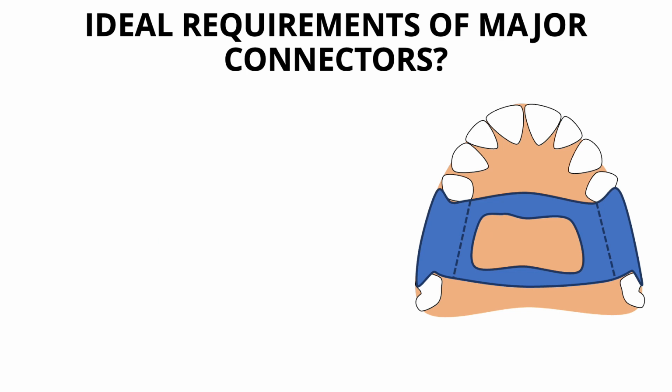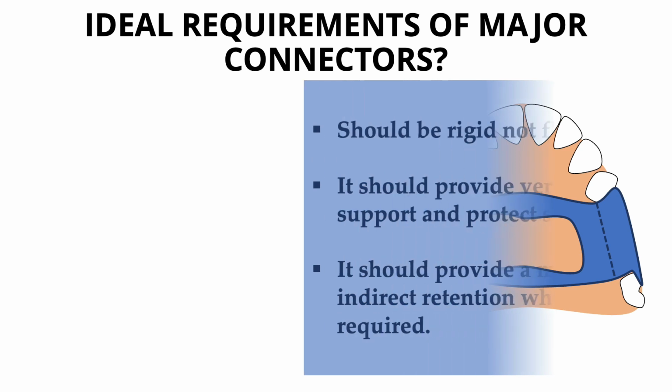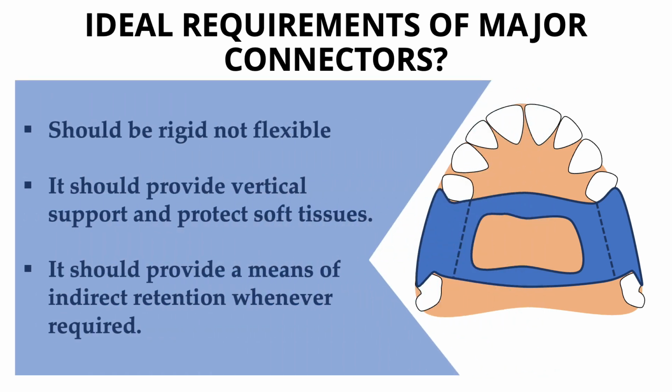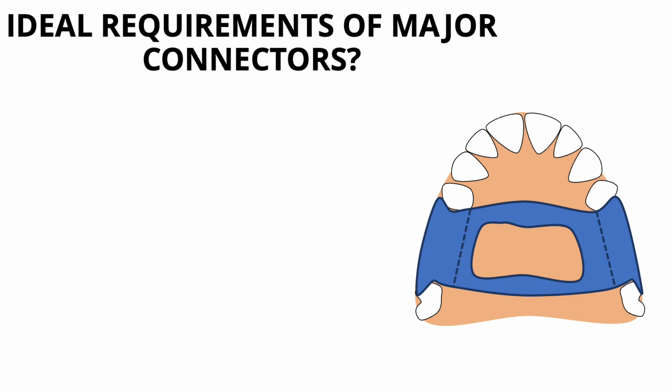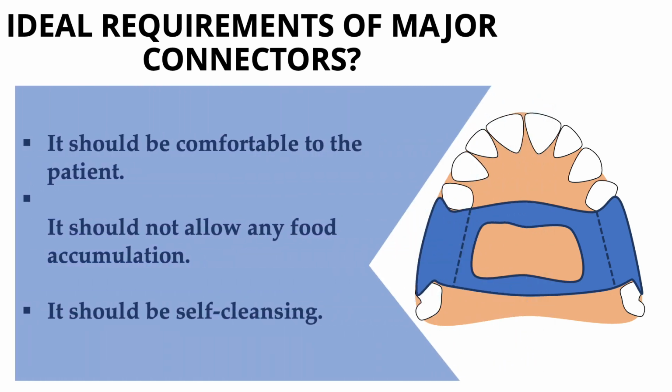What are the ideal requirements of major connectors? Before planning a cast partial denture, you should know the ideal requirements of a major connector. It should be rigid, not flexible. If it is flexible, then how can it hold all other components? It should provide vertical support and protect soft tissue. It should provide a means of indirect retention whenever required. Of course, it should be comfortable to the patient, and it should not allow any food accumulation.